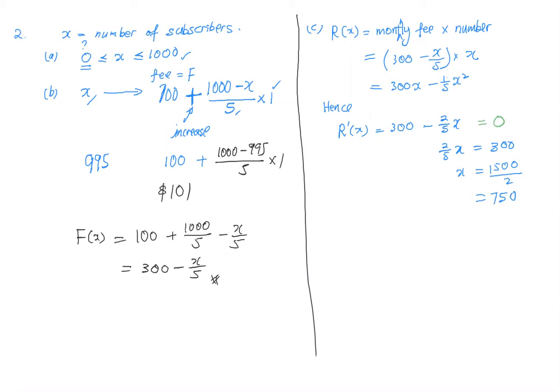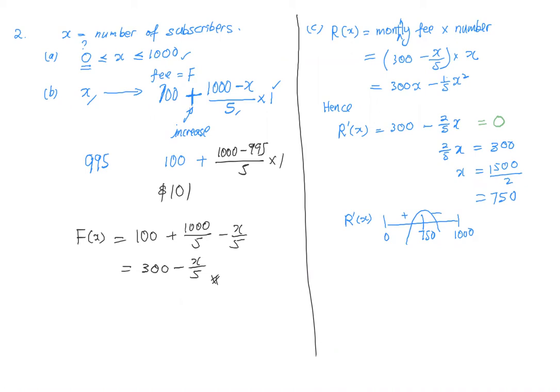So what else do you need to do? You need to draw the sign diagram. So R prime X, you draw it here, then you put the 750. You want a maximum revenue, correct? So this is a plus, this is a minus. So this shows maximum. So you get the 4 marks. That's it. Hence, find the increase.